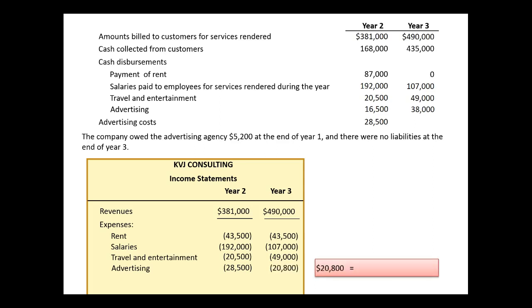$49,300, which basically is the $54,500 minus the amount owed at the end of year one. That's for year two. In year three, it would be the $49,300 minus the $28,500 that was recorded in year two.